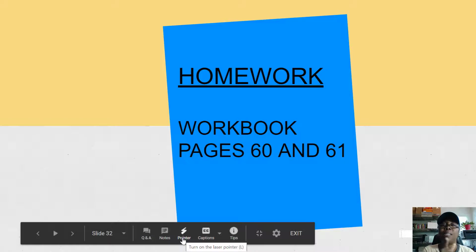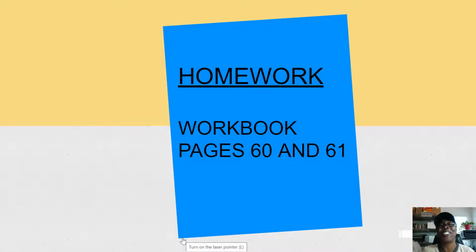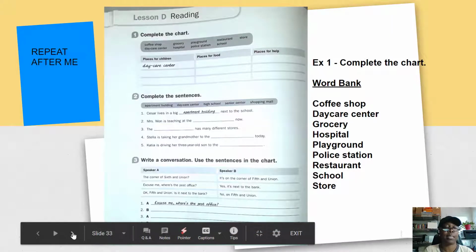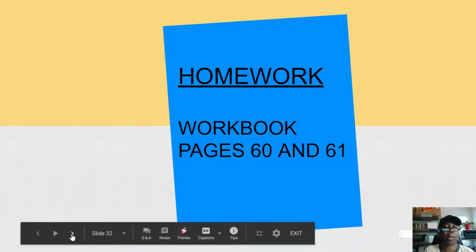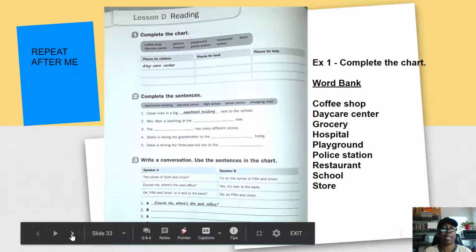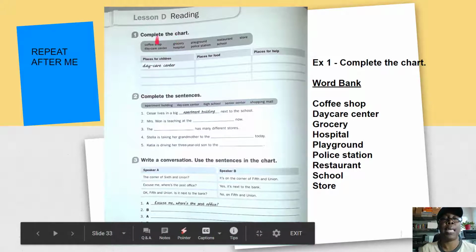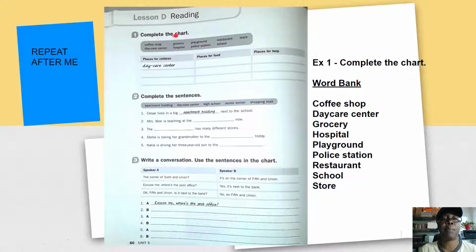Okay, so I'm assuming you paused it. And hi, welcome back. You finished your homework. Okay, so let's go ahead and move right into the next lesson. And we are just basically going to go over the homework, pages 60 and 61 in your workbook, okay? Now, the first thing we're going to do in lesson D, of course, we start out with reading, and it says complete the chart.